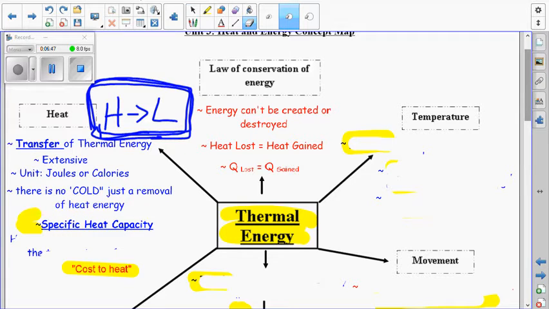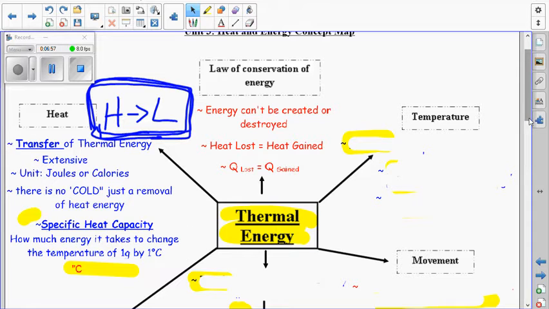All right, and then we talked about specific heat capacity. This is the idea of how much energy it takes to change 1 gram of a substance by 1 degree Celsius. Yeah, Mr. P, do I have to write down every word right there? No, you don't. But you do need to make sure you understand this idea. So water's heat capacity is 4.18. In other words, we have to shove 4.18 joules into a gram of water to make it go up 1 degree Celsius. That's what that means.